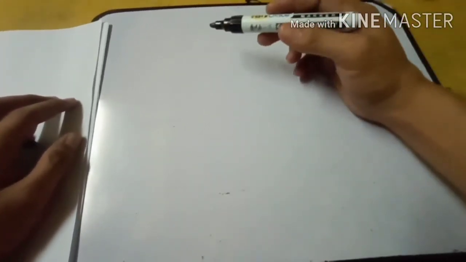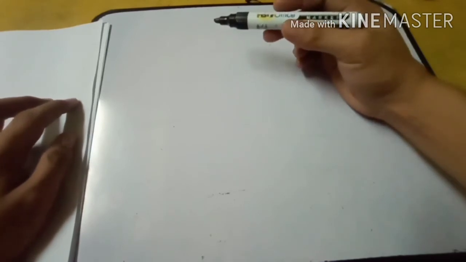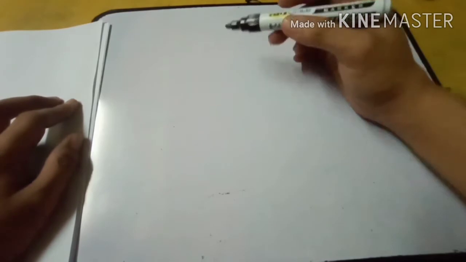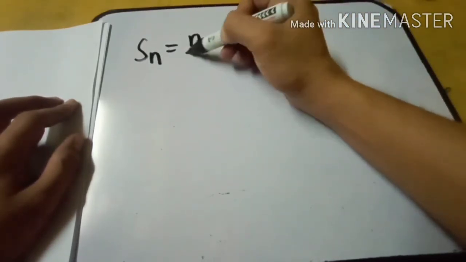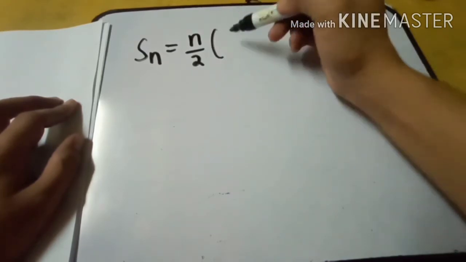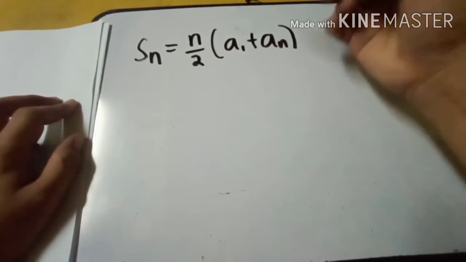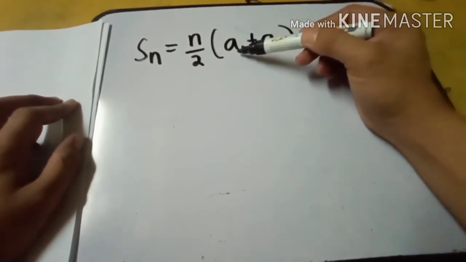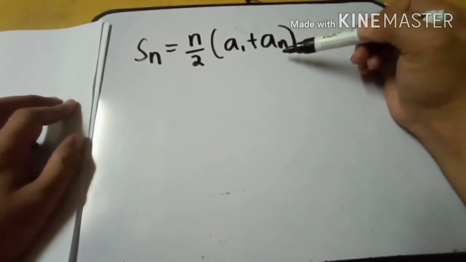So before I present to you the example of an arithmetic series, I will give you first the formula. The formula in getting the sum of an arithmetic sequence. So first we have S sub n is equal to n over 2 times the quantity of a sub 1 plus a sub n. So the n is referring to the number of terms, then a sub 1 is the first term, a sub n is the last term.